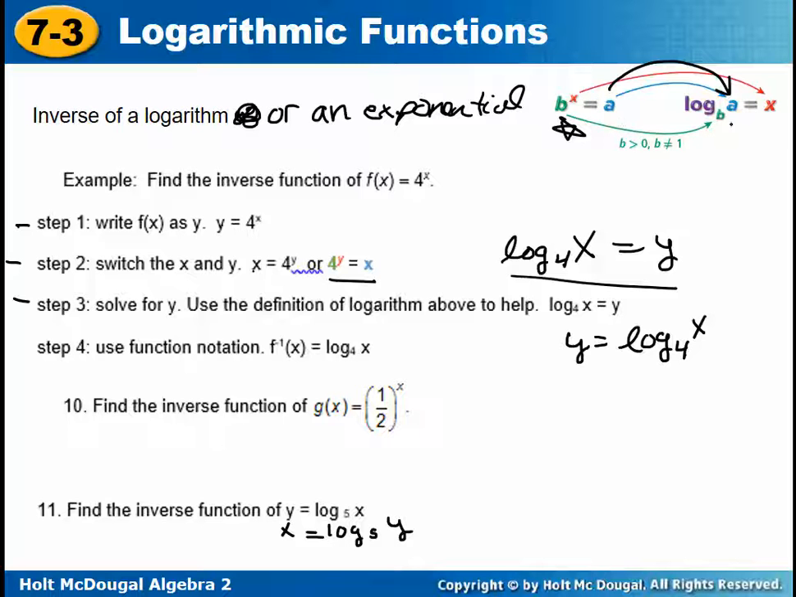So log base 5, 5 is the b, so I need to write 5 as my base. And then x is the exponent, equals the number I'm taking the log of, which is the a, or in this case the y. So I have solved this for y. If you prefer, you can flip it so that the y is on the left side. So this is 5 to the x, and in inverse function notation, it would look like this. And that's it. That is how you find the inverse of an exponential or a log function.